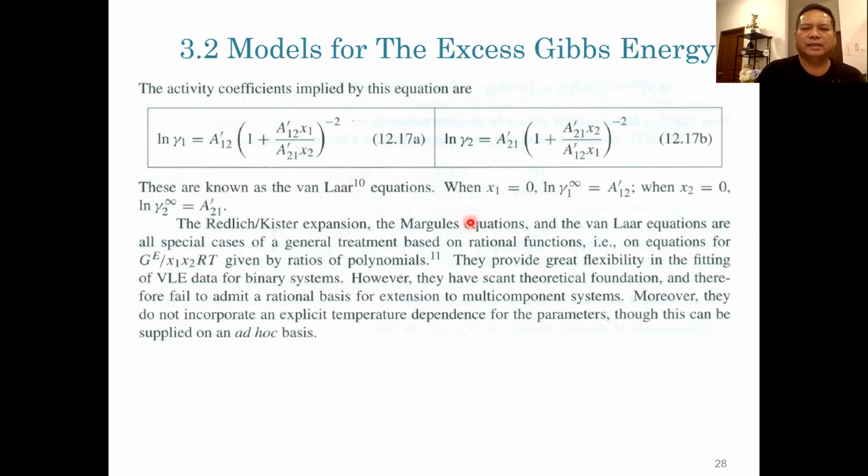But for this class, we just apply what has been derived. It is not a classical thermodynamics class where you need to derive. I think this is good enough, that we just use the equation and apply.